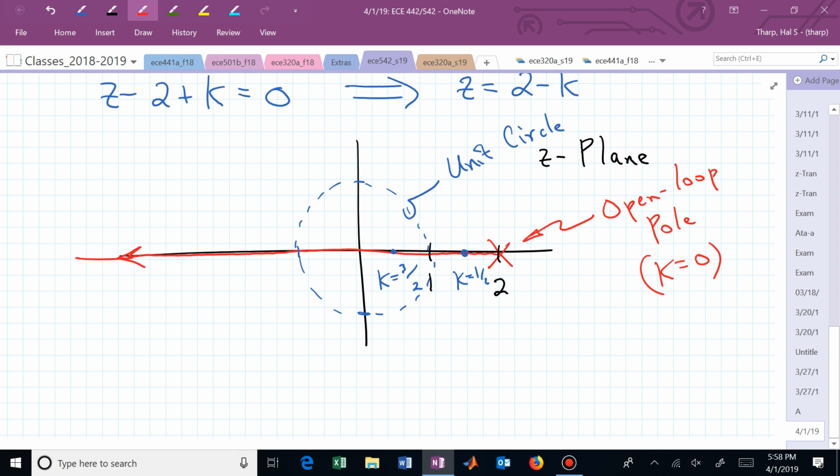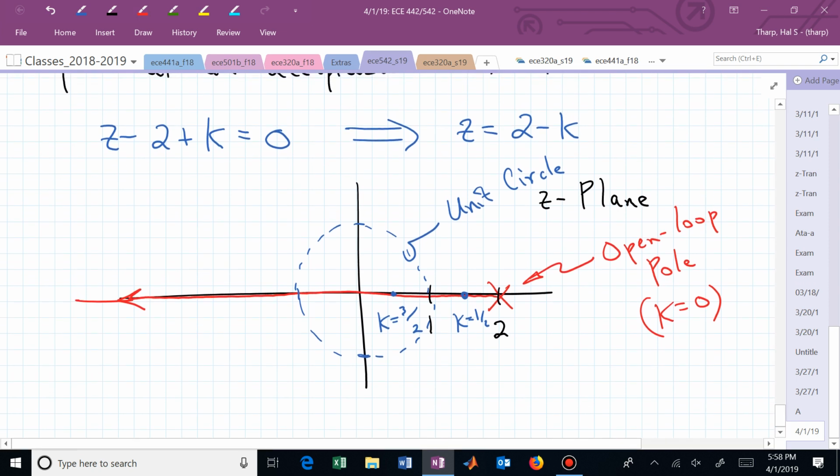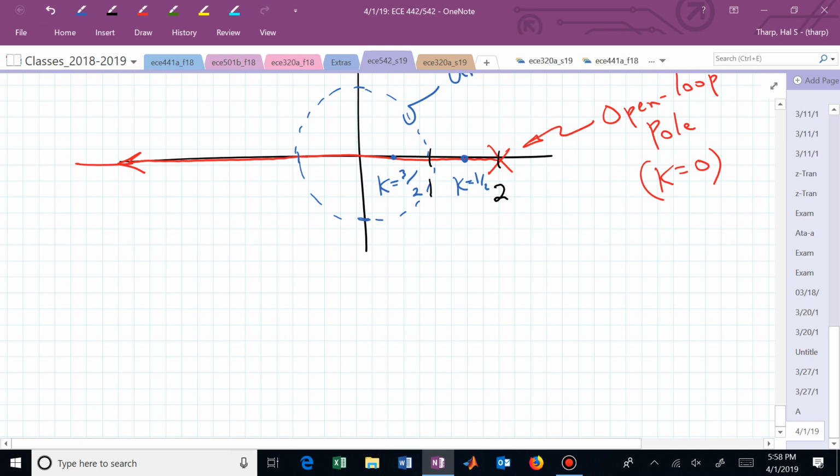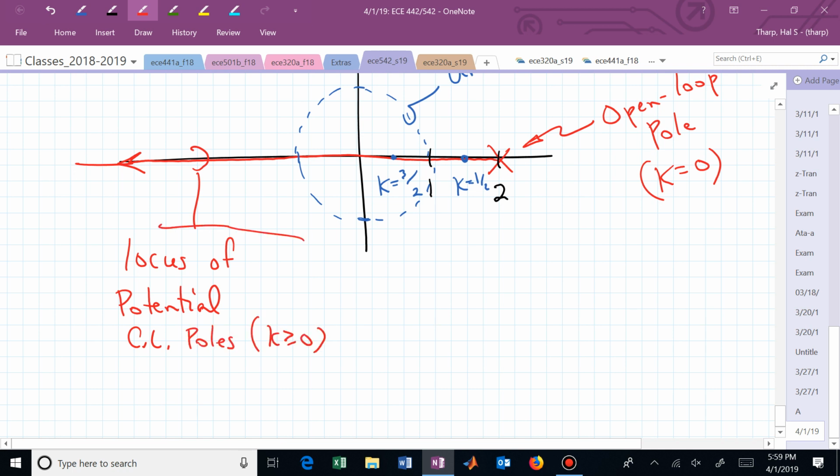And hopefully you can see that there's probably some acceptable region there that you might want to live in. Probably you want k to be living somewhere, and we'll talk about that in a minute, but let me just say that now you've sketched your first root locus. What we've sketched is now the locus of potential closed loop poles, assuming that we're allowing k to vary from 0 up to positive infinity.